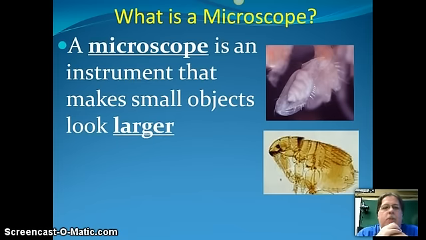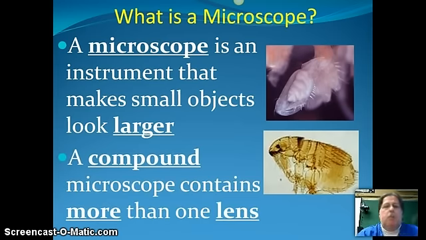A microscope is an instrument that makes small objects look larger. In class, we've been looking at microscopes, and the microscope that you have is a compound microscope. A compound microscope contains more than one lens. There's also something called a simple microscope, and that contains one lens. So for instance, if I was using a magnifying glass to see something with just one lens, that would be a simple microscope. If I'm using two lenses, one at the top and one at the bottom, or more than one, it's going to be a compound microscope.